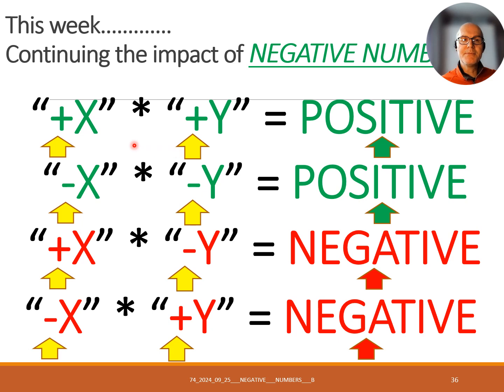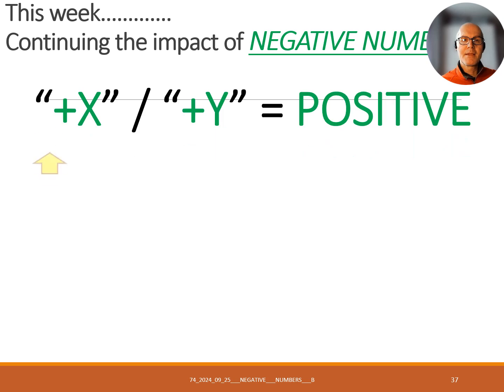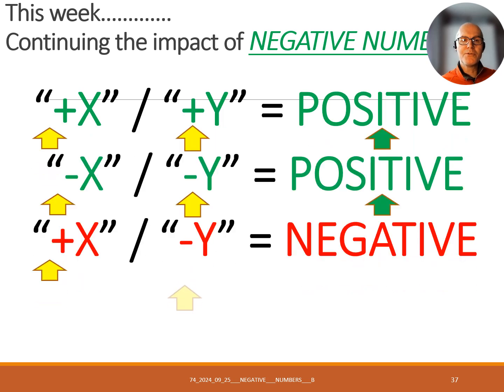Summarizing multiplication, any positive number times any positive number gives a positive answer. Any negative number times any negative number is a positive answer. Positive number times a negative number is a negative answer. And negative number times a positive number is a negative answer. Same pattern is true for division.